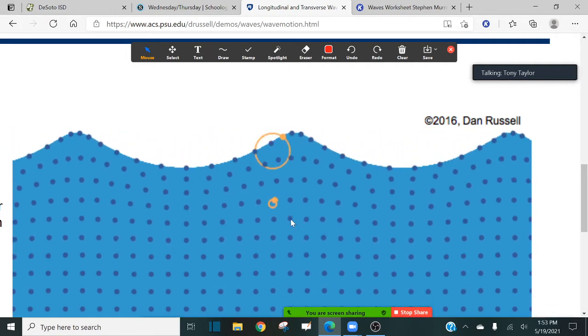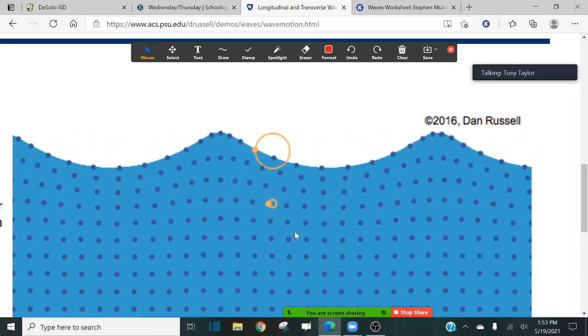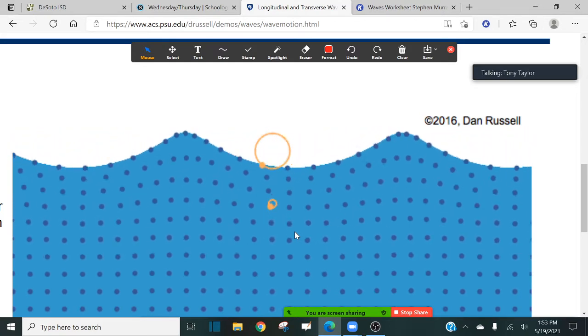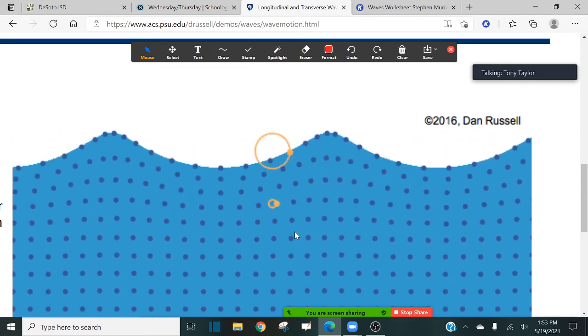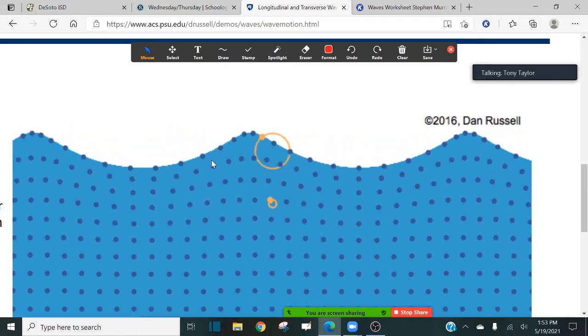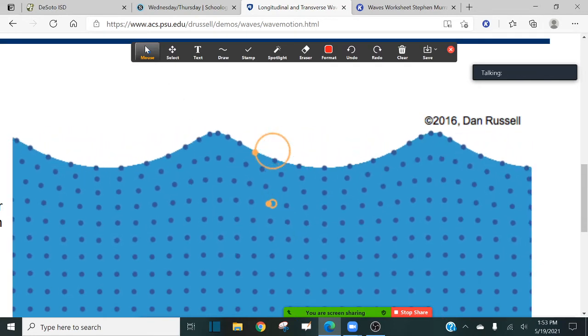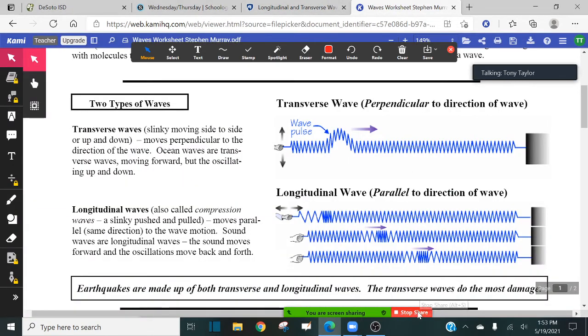So water is an example of a combination wave in which we have transverse waves and longitudinal waves combined. Okay. All right. So hopefully that makes sense.